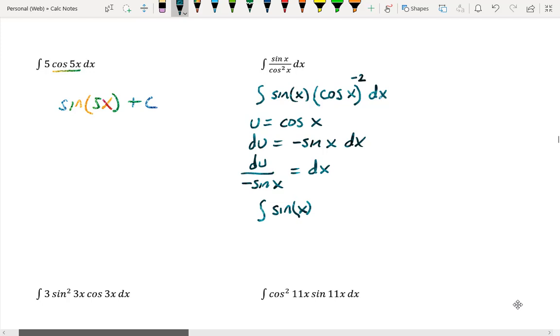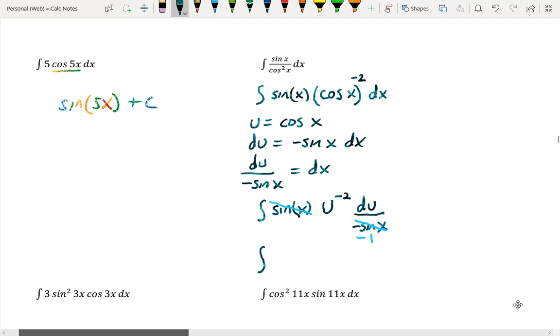I'm going to replace cosine x with u, so this is u to the negative second power, and then I'm going to replace dx with du over negative sine x. All right, so we can see some canceling is going to go on here again, so we're going to cancel out the sine x's. Those are going to go away, but I have a negative 1 left in the denominator here, so I need to take care of that along the way. So I'll rewrite this one more time.